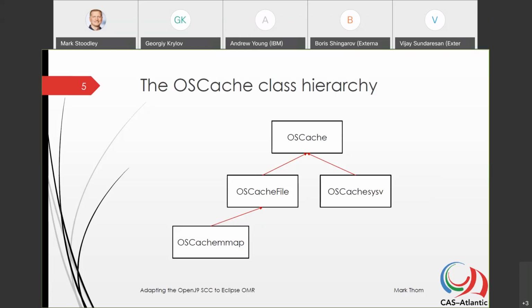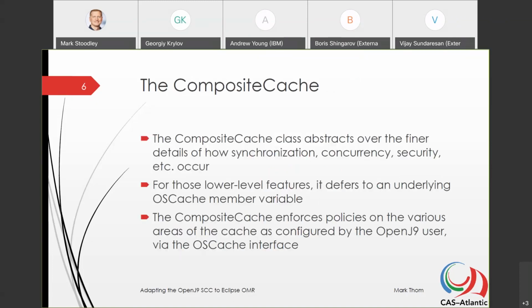So sysv, I think it comes from the system V architecture, which is where that whole set of inter-process communication primitives comes from. But of course, it's using the OMR port library, which is to say that obviously its reach is much broader than simply systems that incorporate or are descended from system V. Okay, so that's the class hierarchy.